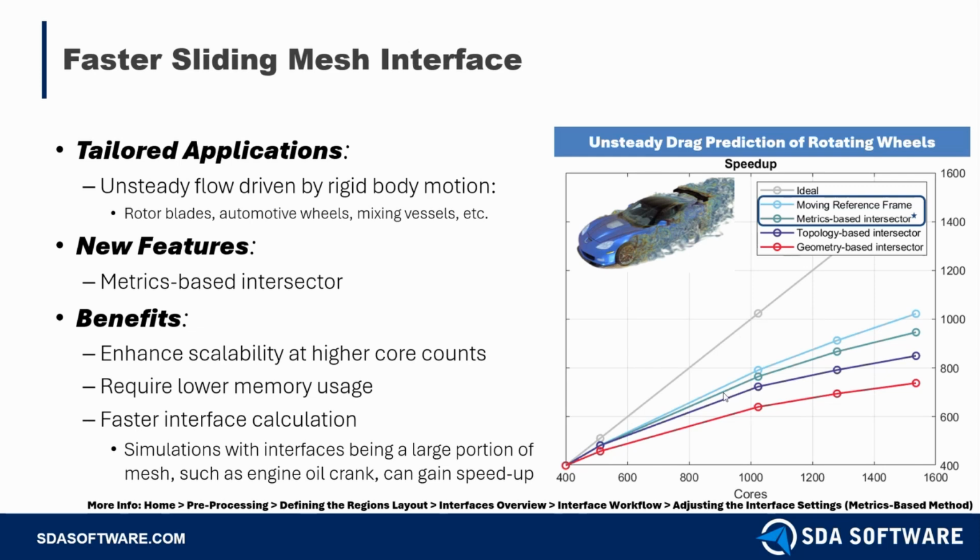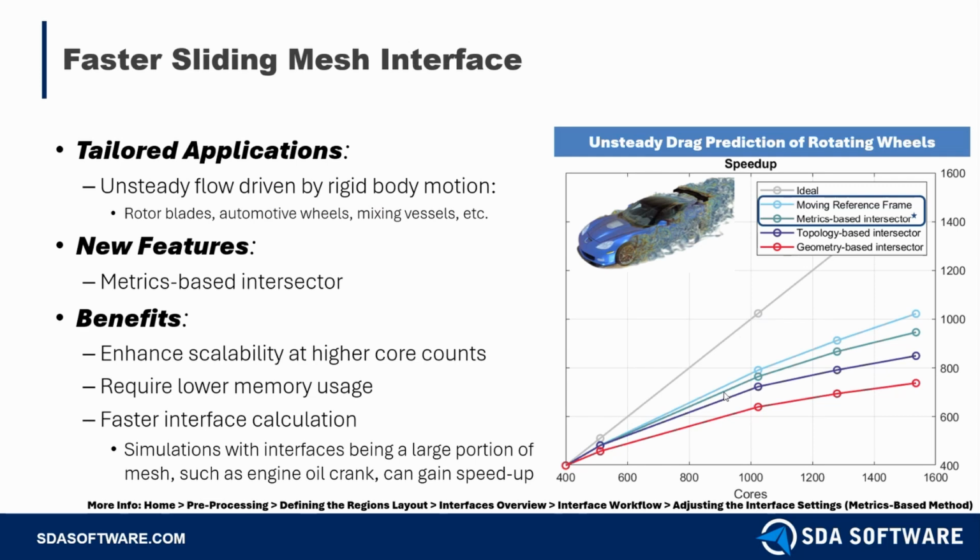In the previous version, there were 2 options for the sliding mesh interface. They were the topology-based intersector in purple and the geometry-based intersector in red. Both of them are highlighted in the graph. And we can see that those 2 options have quite poor scalability at high CPU core counts compared to the moving reference frame one, which is in light blue. The moving reference frame method is a cheaper alternative for modeling options, but also has its own downside.